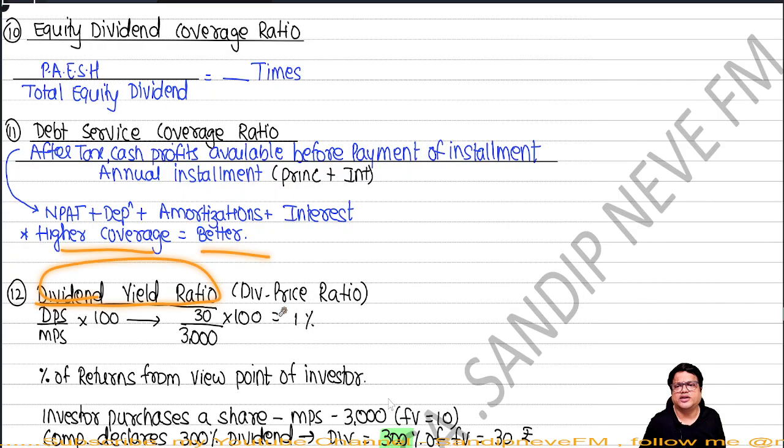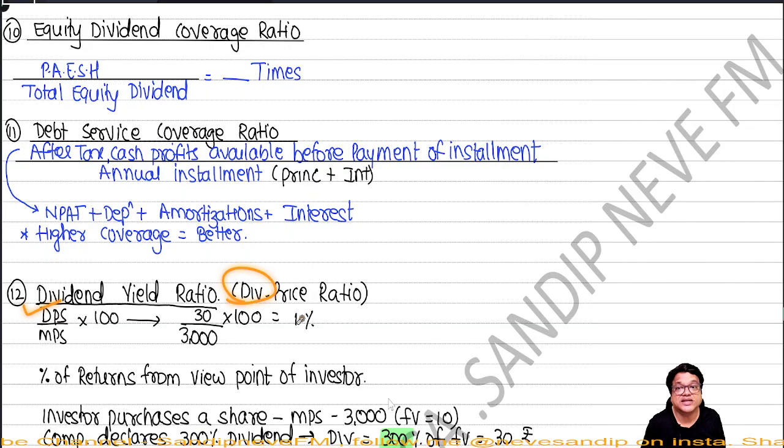Dividend yield ratio or dividend price ratio. Remember dividend price: the first word is dividend, so take DPS. The second word is price, take MPS. What is the whole idea? You remember the example that I had given you. Company gives dividend on which value? Face value. But we don't buy the shares at face value, we buy at market price. So the company is giving 300% dividend. They give 300% of face value, 10 rupees, that is 30 rupees. And I bought it for 3,000. My returns are only 1%.